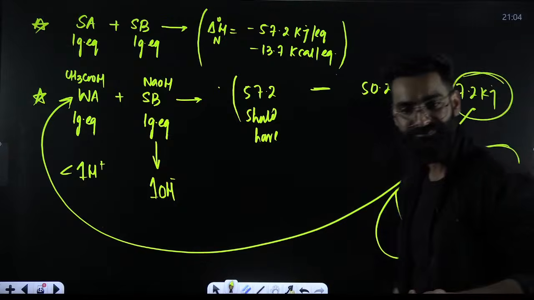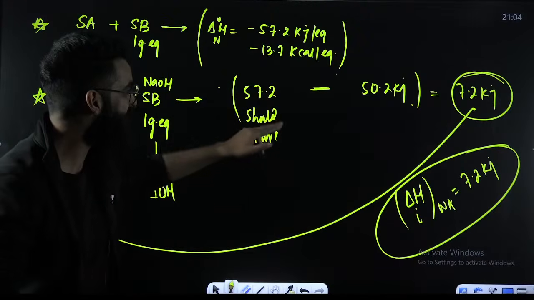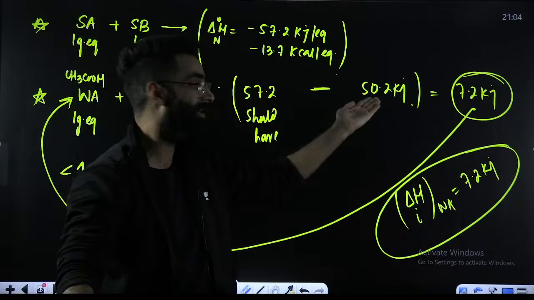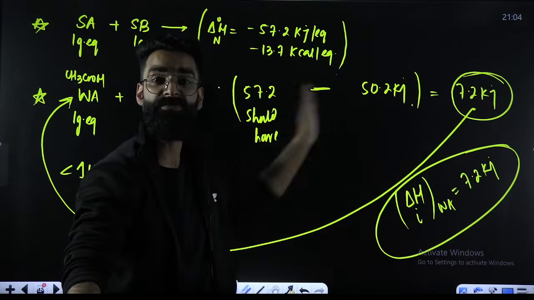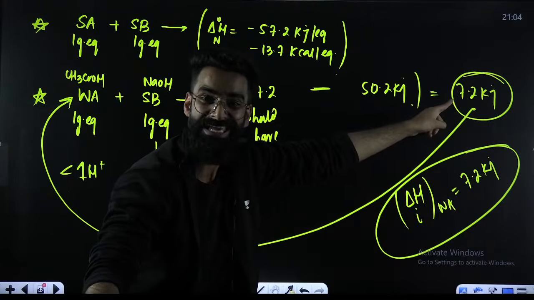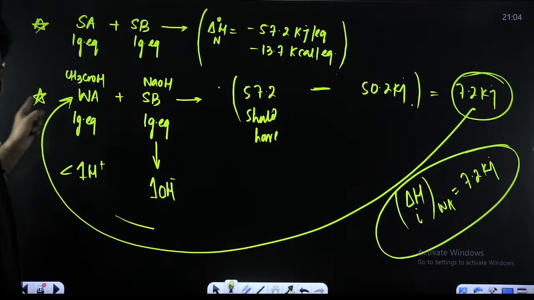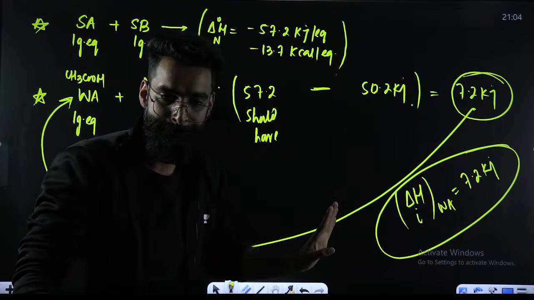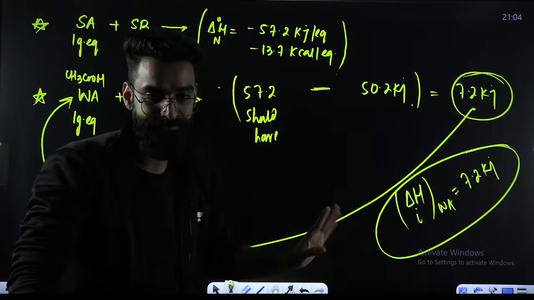I hope I'm clear. How much I was expecting to get released, 57.2. How much heat actually got released? 50.2. If I take the difference of the two, I got the value 7.2 kilojoules. That means this much amount of heat will be utilized to ionize the weak component. I hope this is clear.